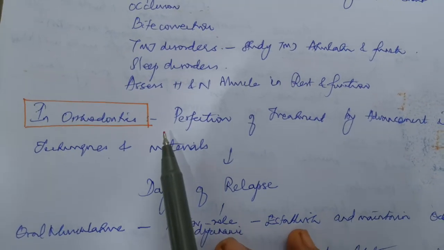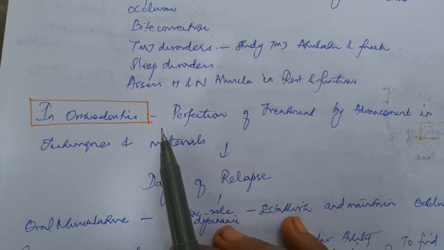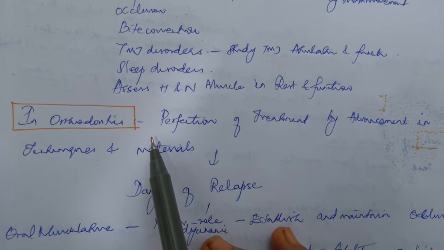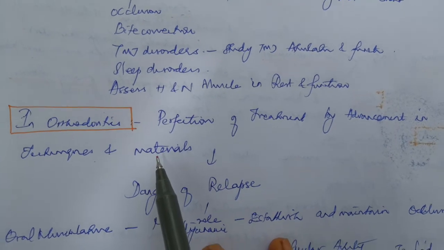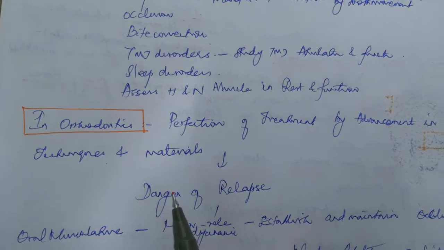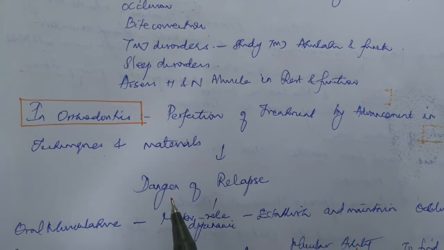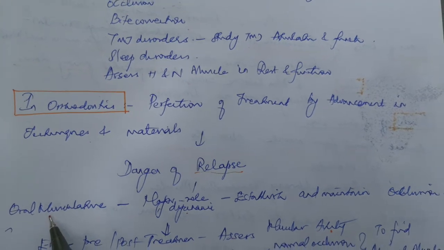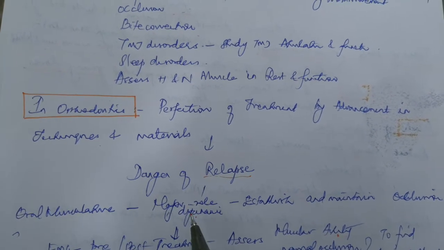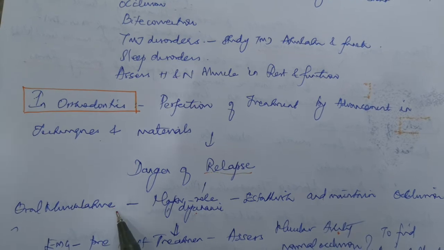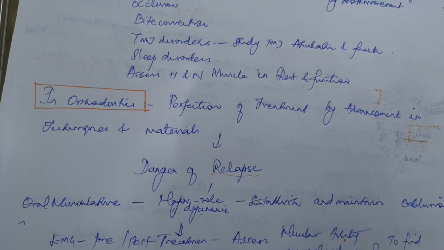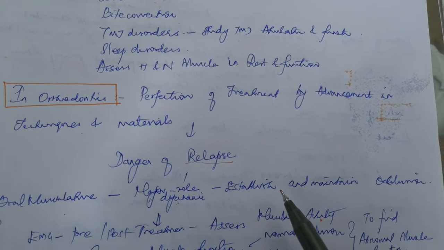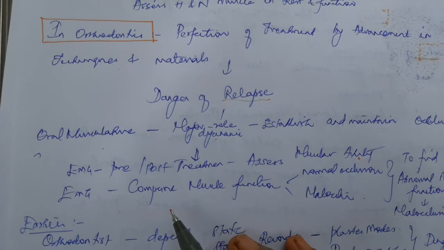So why is it so important in orthodontics? Orthodontics has flourished with perfection in treatment due to advancement in techniques and materials used in the correction of malocclusion. But the danger of relapse continues. This relapse is mostly due to the dynamic role of oral musculature. Unless this dynamic role of oral musculature is put into the orthodontic treatment plan, the success would be very less. Thus, this muscle is very important to establish and maintain the occlusion.